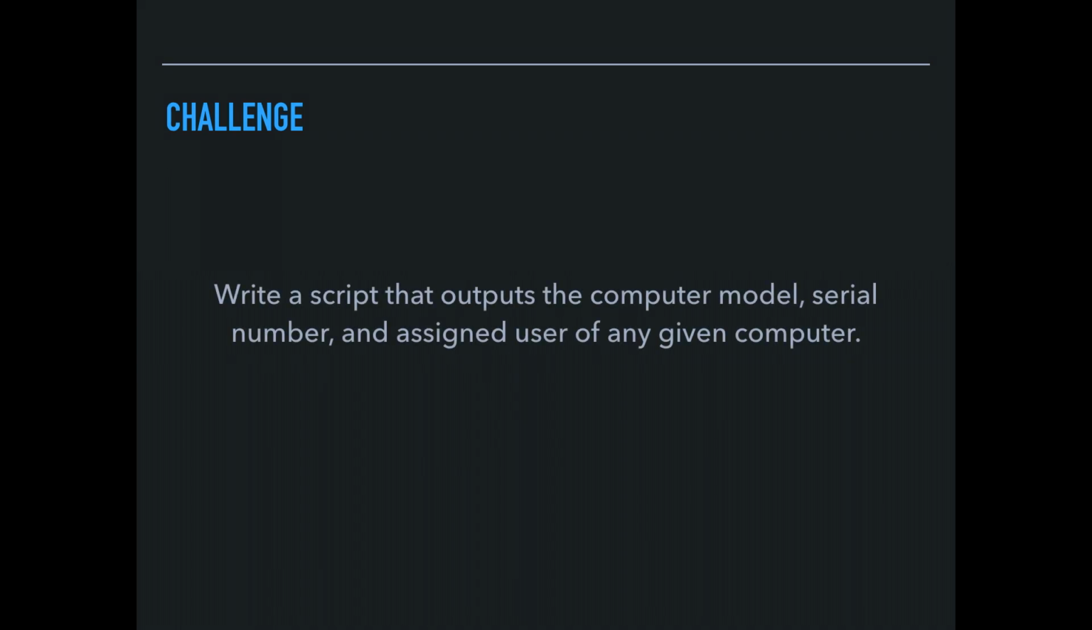So now I have a challenge for all of you. I want you to take what we've learned, and I want you to write a script that outputs the computer model, the serial number, and the assigned user of whatever computer ID you give it. And if you want bonus points, do it with a single API call. There is a solution in the solutions folder for this that shows you both how to do it using an API call for each piece of data that you want, and then using a single API call. But I would encourage you to try it on your own before you look at that solution. But if you get super stuck, that's there.